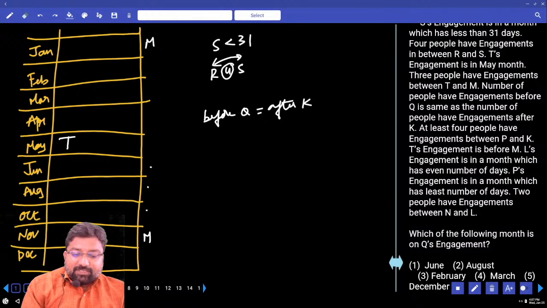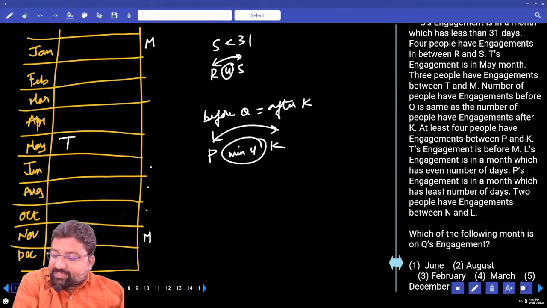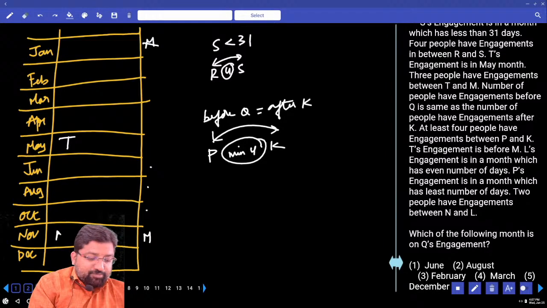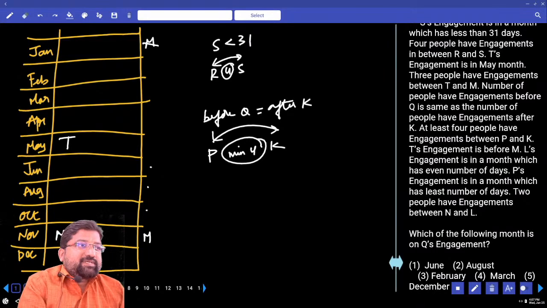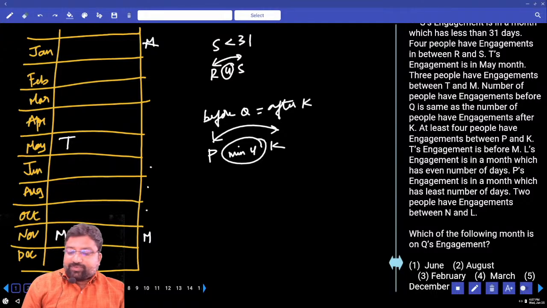So how many people should there be between P and K? Minimum 4 between P and K. But do we know who is before and who is after? We don't know. Next line, read. T's engagement is before M, so M should definitely be in November. Next, L's engagement is in a month which has an even number of days.